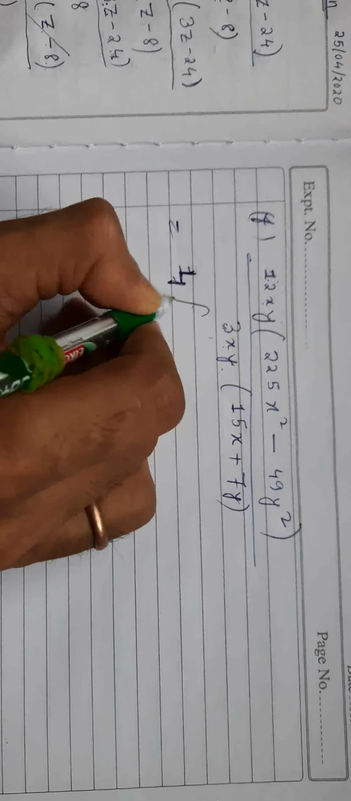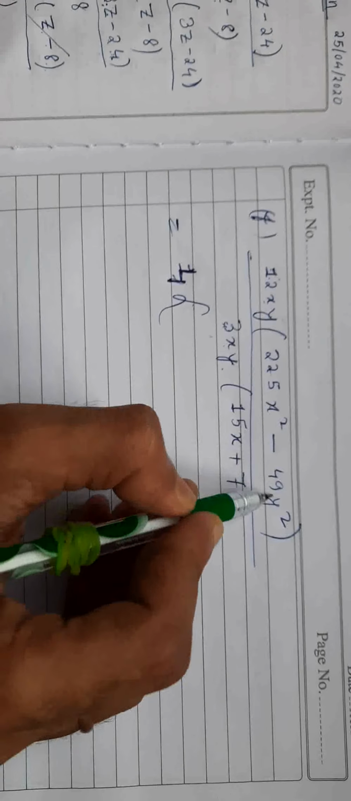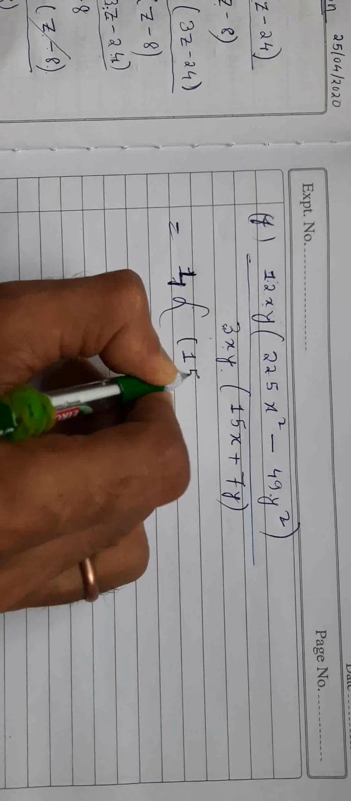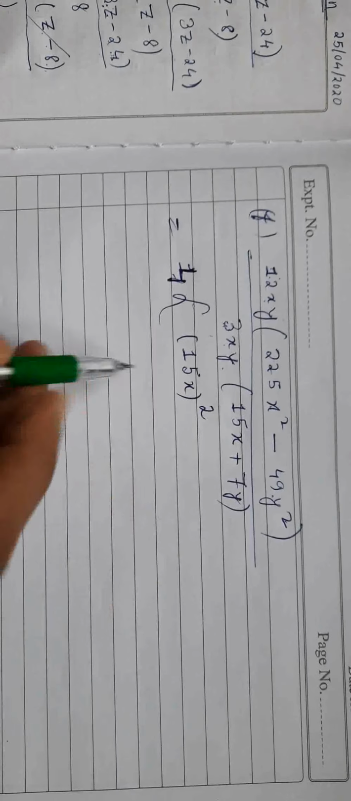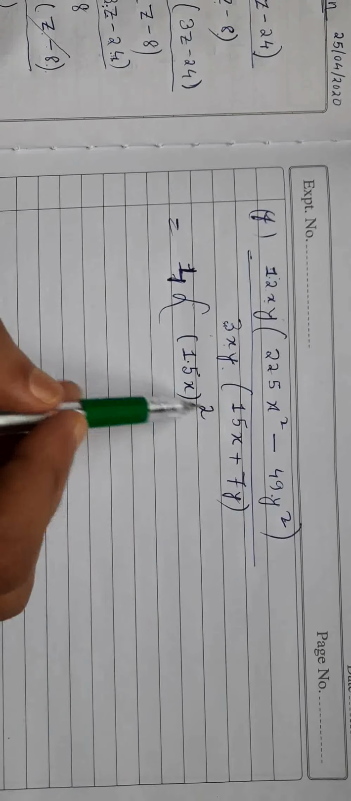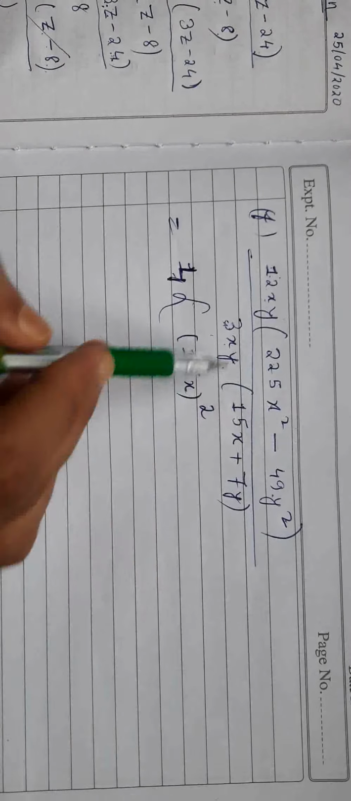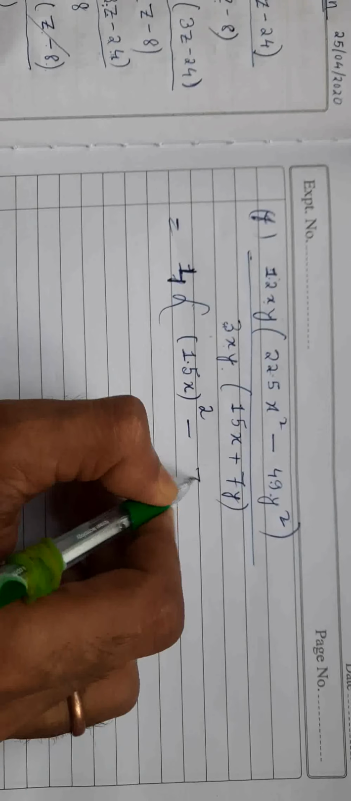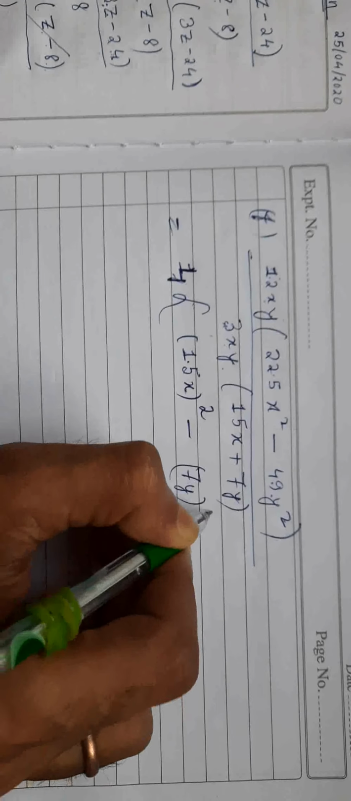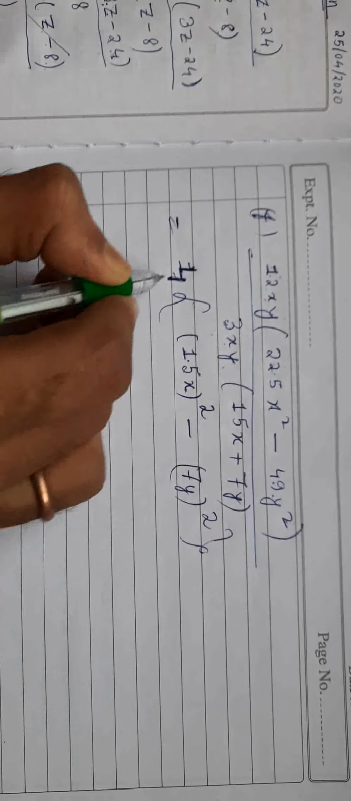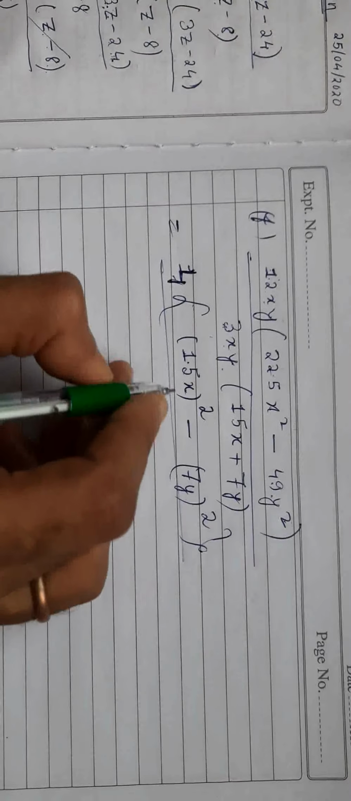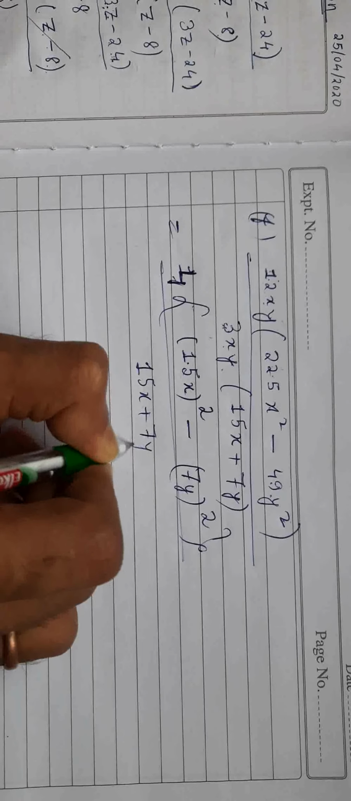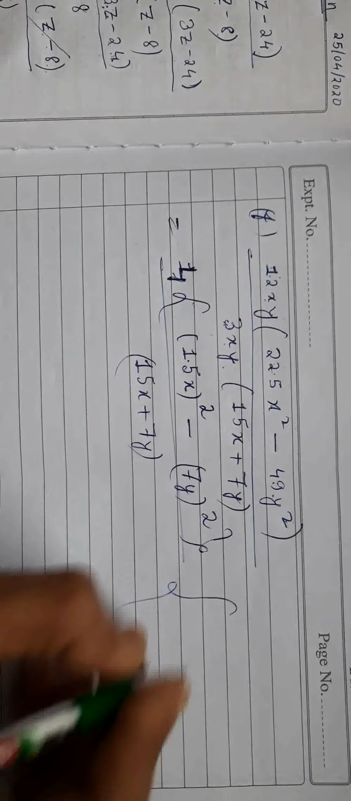Next, 225 x square minus 49 y square. Now this 225 x square can be written as 15x whole square, since 15 into 15 is 225, and x square remains x square. Minus 49y square can be written as 7y whole square, whole thing divided by 15x plus 7y.